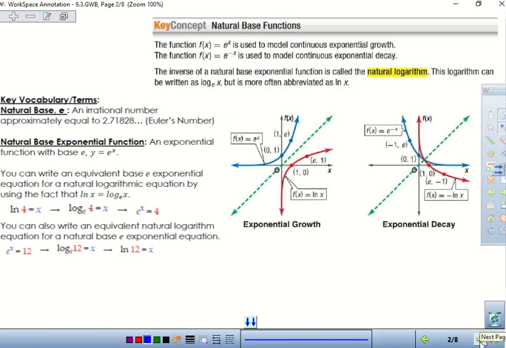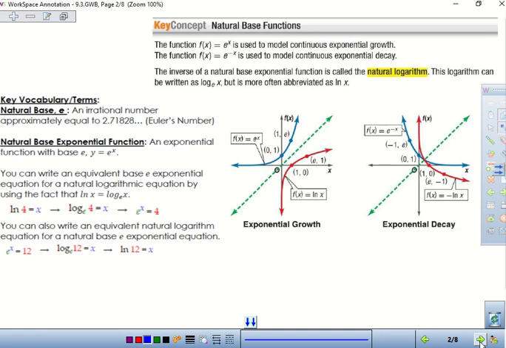So, here is what we're dealing with today: natural logarithms. Just like regular logarithms, they are basically the inverse of an exponential function, but natural logarithms are a special type of logarithm. They are represented by the letters ln. Okay, natural logarithm, that's what ln means. So when I say natural logarithm, that's what I'm talking about.